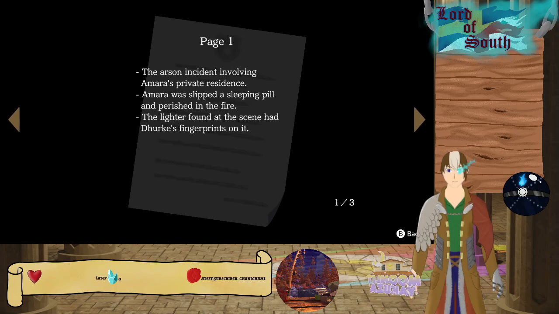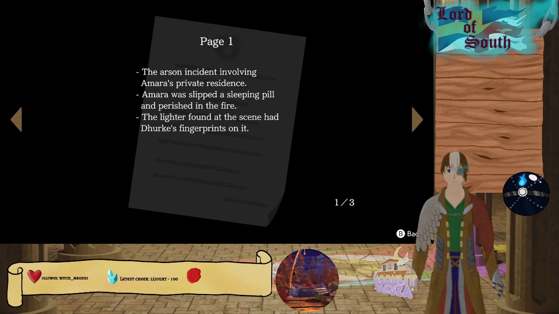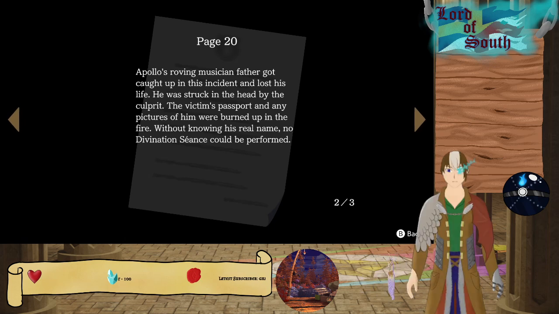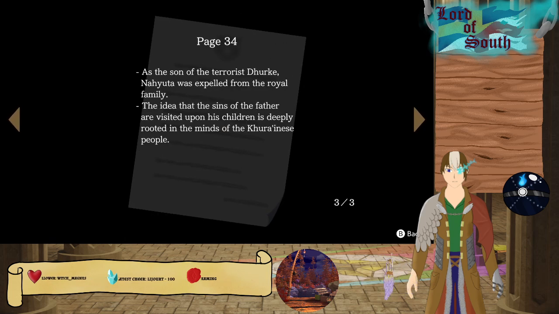The arson incidents involving Amara's private residence. Amara was slipped a sleeping pill and perished in the fire. The lighter found in the scene had Daruk's fingerprints on it. Apollo's roving musician father got caught up in this accident and lost his life. He was struck in the head by the culprit. The victim's passport and any pictures of him were burned up in the fire. Without knowing his real name, no divination seance could be performed.